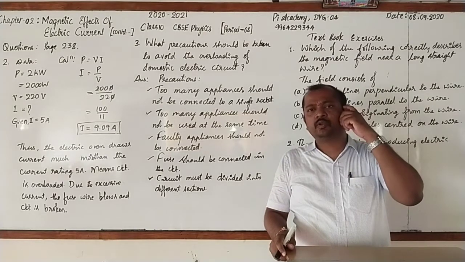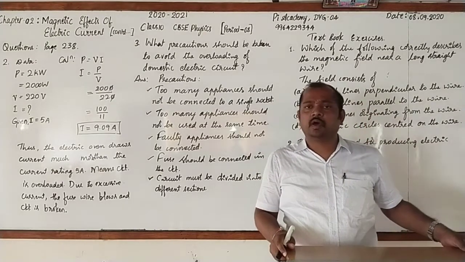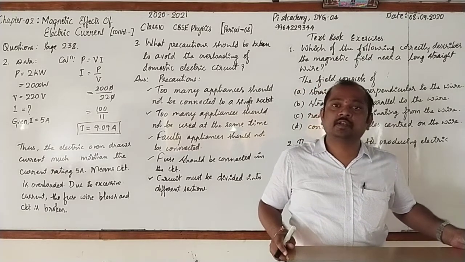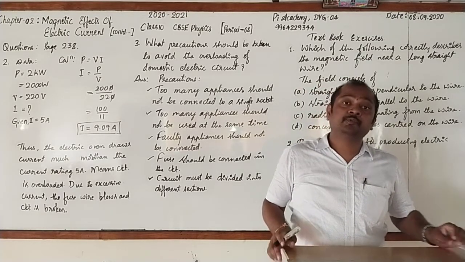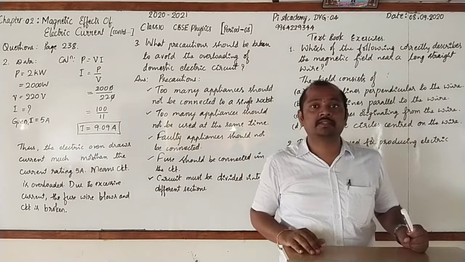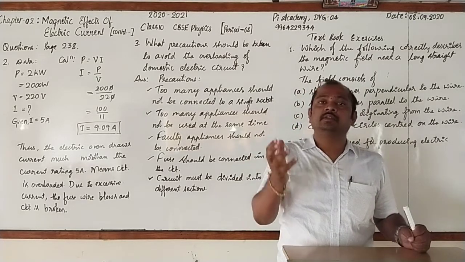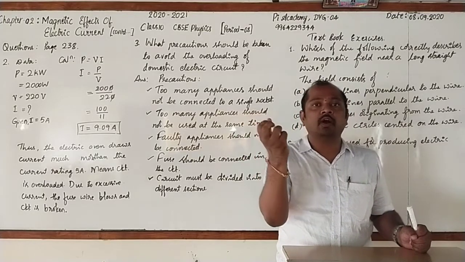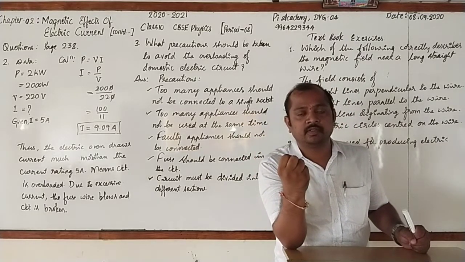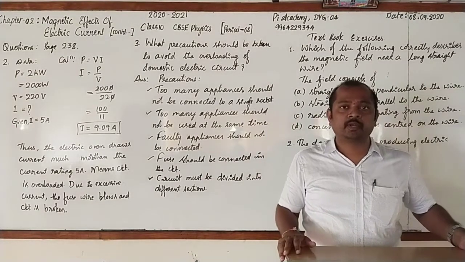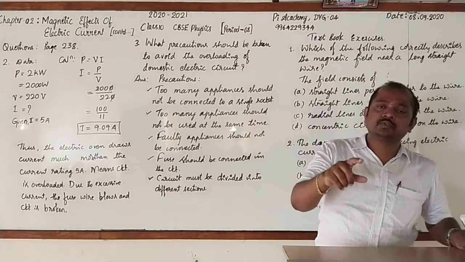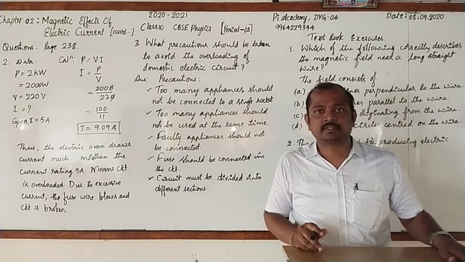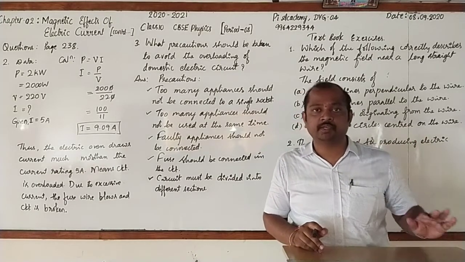Dear students, we all know that in our houses we use plenty of electrical appliances. If all are used simultaneously, what will happen? Then the circuit draws a large amount of electric current, so it may lead to overload. Hence, use of all the electrical appliances at a time should be avoided.